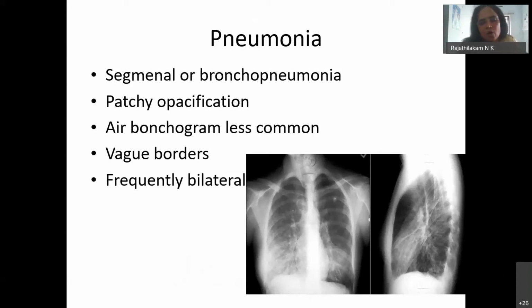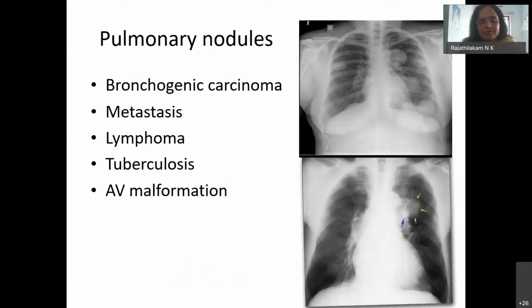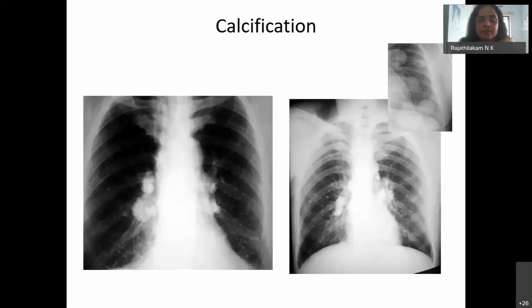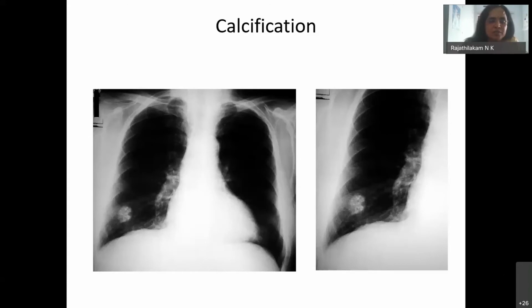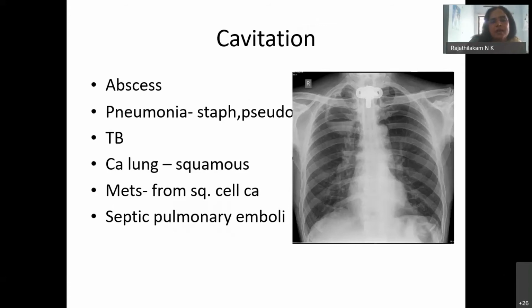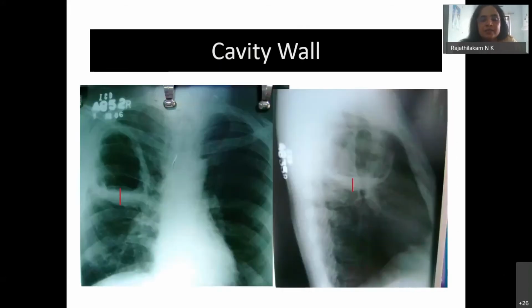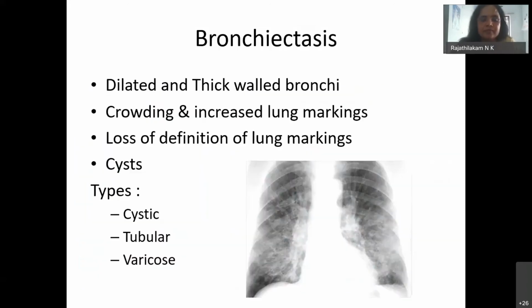Here is a case of bronchopneumonia. Next slide. Here pulmonary nodules are in most cases in metastasis. Here are pulmonary nodules in an aortic aneurysm. Next slide. This is calcification usually seen in silicosis. Next slide. This is popcorn calcification usually seen in hamartoma. Next slide. This is an abscess. You can see it in TB, carcinoma, lung mets, etc. Next slide. This is a cavity wall. This is a cavity. Next slide. This is bronchiectasis. Next slide.